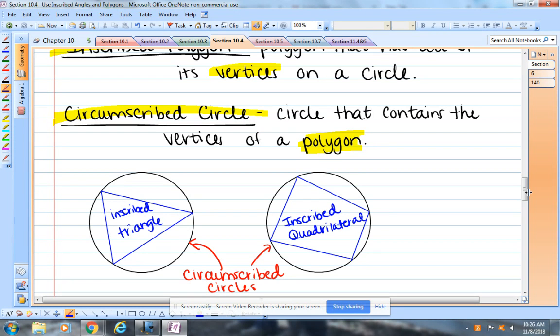Yes, sir. What if you have a polygon that's inside the circle, but it doesn't touch? It's not an inscribed polygon. It's just in there. But to be inscribed, it has to touch all of its vertices to the edge. So a circumscribed circle is a circle that contains all the vertices of a polygon.